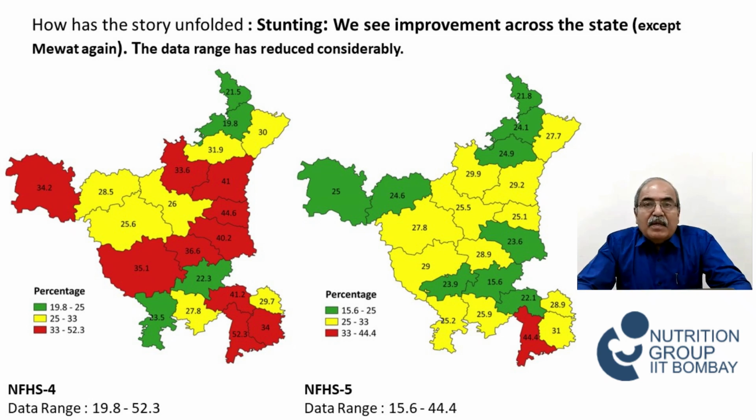If we look at stunting, again we notice fairly strong improvement across the state. Once again, Mewat remains an exception. This is something which the state needs to look at more seriously. And again, we will notice that the data range has come down quite significantly. It's not very sharp, but in stunting, a reduction of this data range is not an easy task. But you would notice that it has come down from 19.8 in the lower bound to 15.6, which is quite critical.